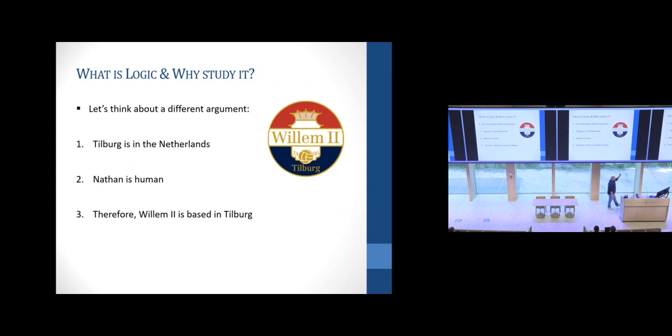A 2-premise argument this time. Premise 1, Tilburg is in the Netherlands. Premise 2, Nathan is human. Conclusion, therefore, Willems Twee is based in Tilburg. Valid, invalid? Invalid. Why is it invalid?